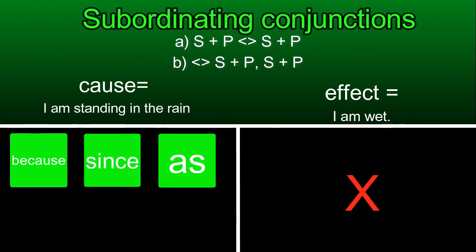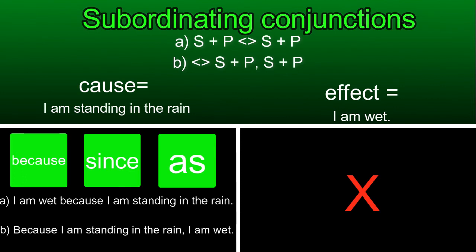Now, because, since, as, all of these introduce the cause. So all of them will be connected to "I am standing in the rain." We don't actually have an effect that we introduce with a subordinating conjunction. So when you're using cause and effect, you introduce the cause with the subordinating conjunctions because, since, as.